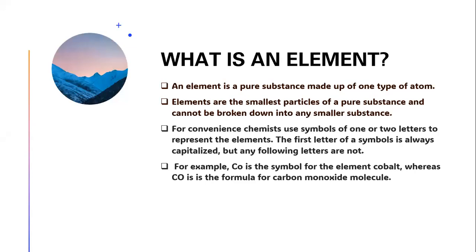What is an element? An element is a pure substance made up of one type of atom. Elements are the smallest particles of a pure substance and cannot be broken down into any smaller substance. For convenience, chemists use symbols of one or two letters to represent the elements. The first letter of a symbol is always capitalized, but any following letters are not. For example, capital C small o is the symbol for the element cobalt, whereas capital C capital O is the formula for carbon monoxide molecule.